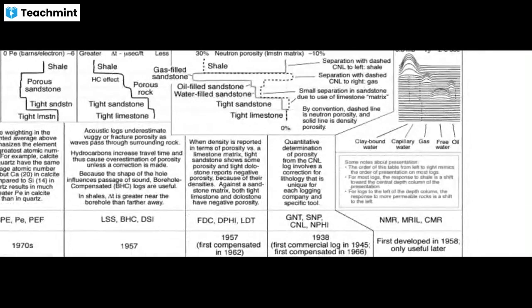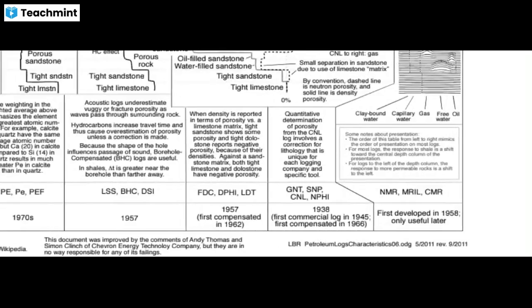So when the density is reported in terms of porosity versus the limestone matrix or tight sandstone, they are also showing some porosity and some tight dolomite stones, and also maybe some unreported negative porosity because of the difference in the densities. So if you go for the sandstone matrix, both tight limestone and dolomite stones have negative porosity. So that is FDC, LDT, and deep HI. This is 1957.